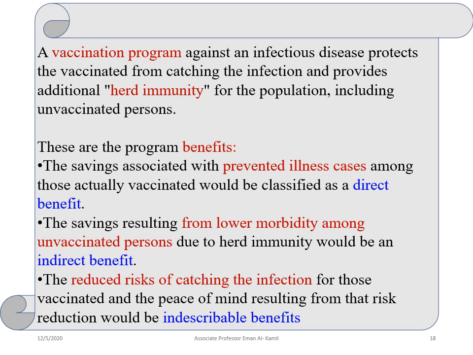Okay, so these are the program benefits. أول إشي the saving associated with the prevented illness cases هاي direct effect أو direct benefit. أما the saving resulting from lower morbidity among unvaccinated persons اللي هي الهيرد immunity هتعتبر indirect as we mentioned, and the reduced risk of catching the infection for the vaccinated and the peace of mind resulting from that risk reduction would be indescribable benefit. لما منعنا الانفكشن ومنعنا البين والكومبليكيشن اللي راح يمر بيها الطفل او الاهل، فبهالحاله هاي والبيس اوف مايند، الراحه اللي كسبوها من الفاكسينيشن هاي نسميها indescribable benefit.